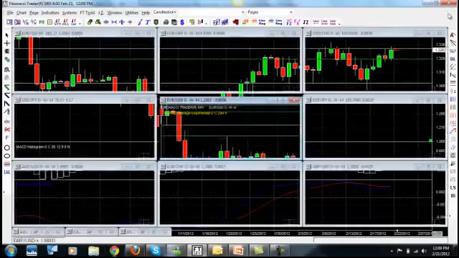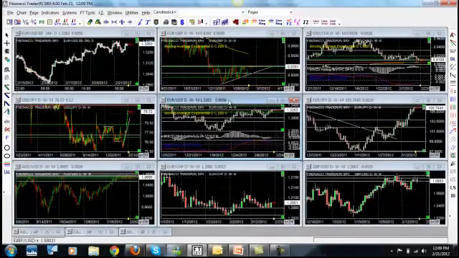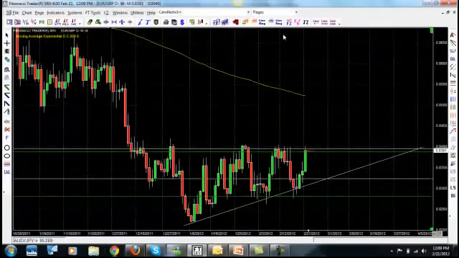In fact, I want to go to a currency pair that we've been trading a lot for the last couple of weeks. We've had I don't know how many, 7 to 8 profitable trades of this pair. And you can see this is the euro yen, the euro against the yen.